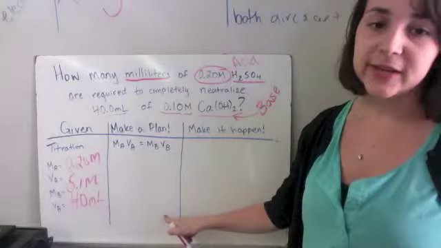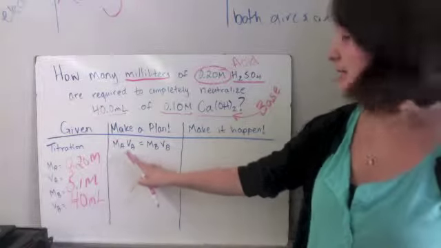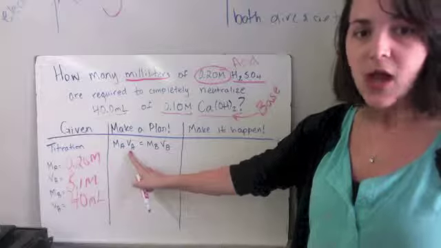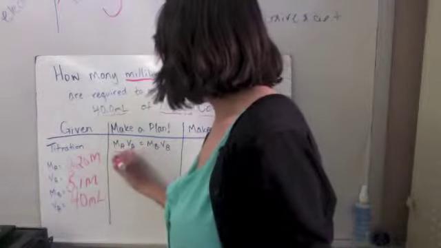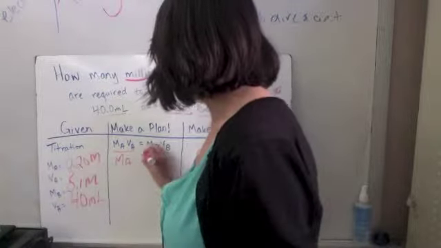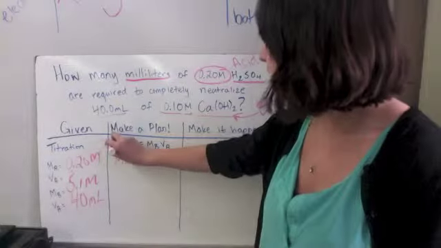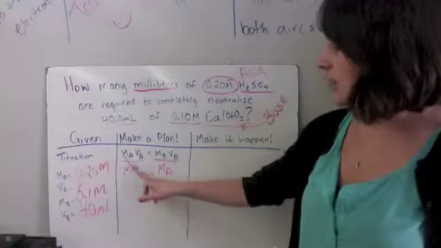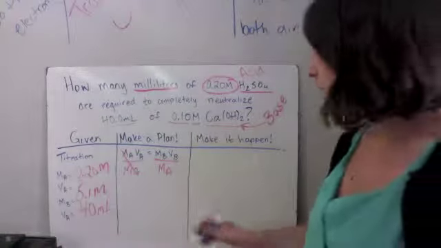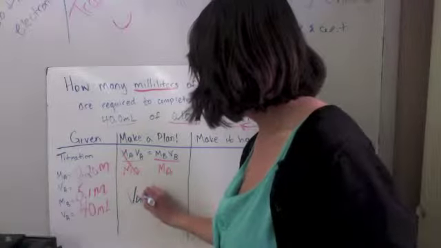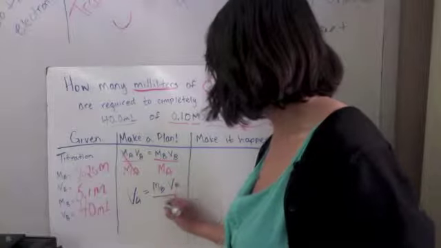That brings me to the make a plan column. In the make a plan column, all I have to do is rearrange this equation to get the volume of acid by itself. This is some simple algebra, but in order to do this, we're going to divide both sides by the molarity of my acid. That's going to allow me to cancel out the molarity of the acid from this side and allow me to isolate my volume of my acid. So the equation that I'm going to use is VA equals MB VB divided by MA.